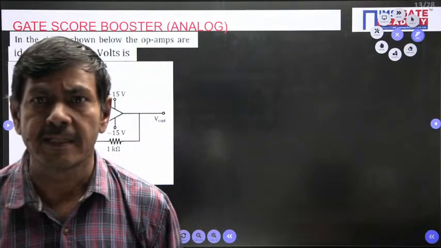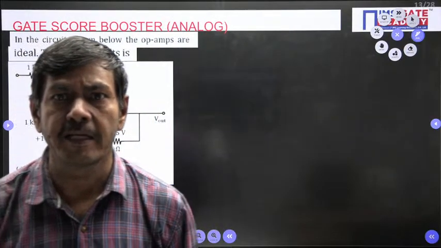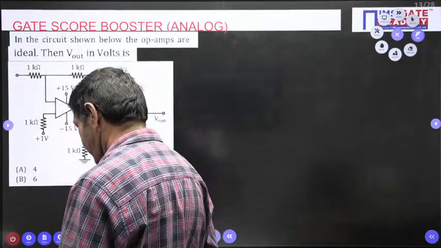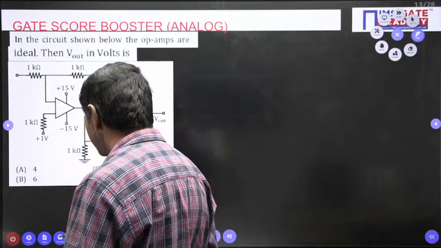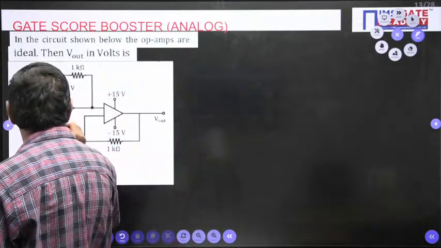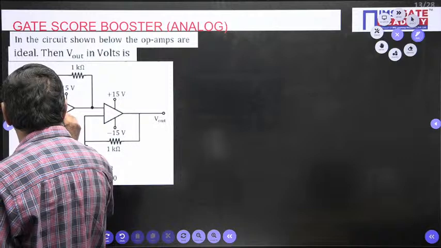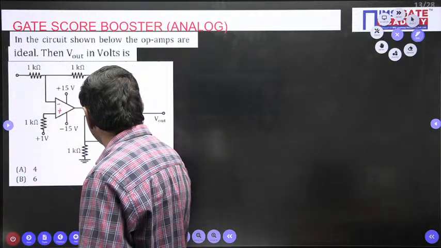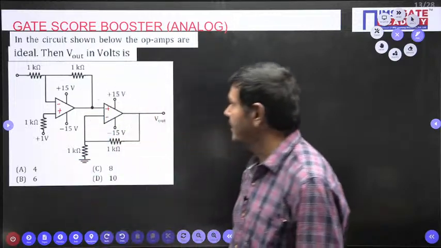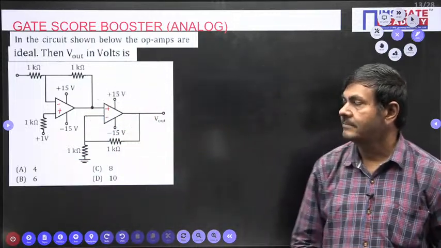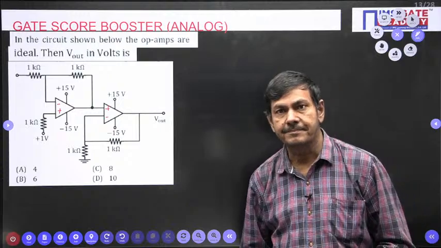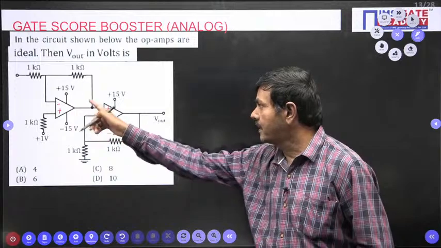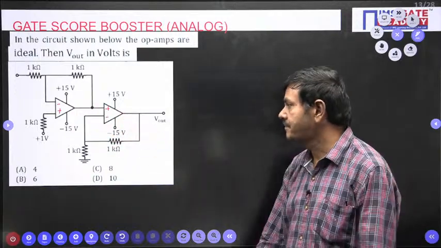Please tell the internal polarity of the op-amp. It's not given here. Yes, sorry, I will give it clearly now. It's the same polarity, it won't be changed. This is a minus, this is a plus, no doubt. But here this is the plus, this is the minus. Now it's perfect. The polarity is that only: minus, plus, and plus, minus.